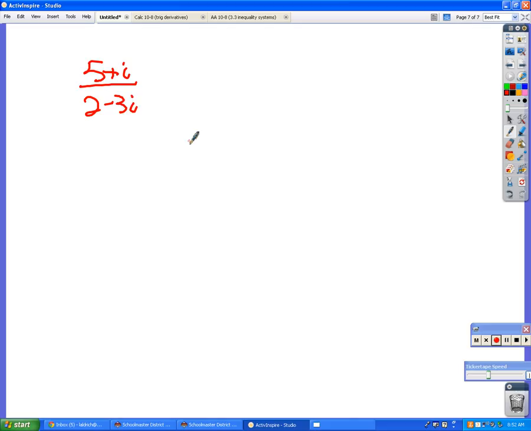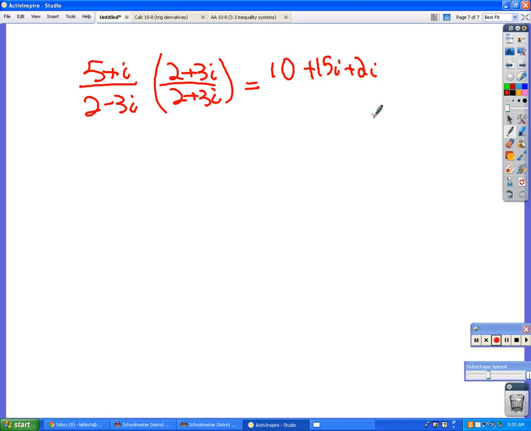Okay, so you try this one on your own. You don't have to follow the bottom because there's a pattern that we know is going to work out and make that easier. So the top you've got a FOIL. First times first is 10. Outside times outside is 15i. Inside times inside is 2i. And then last times last is plus 3i squared.